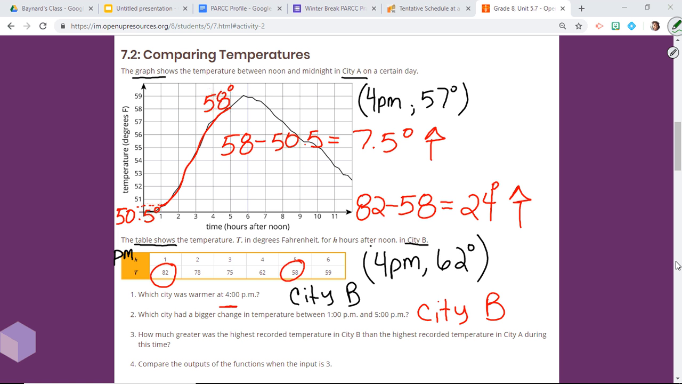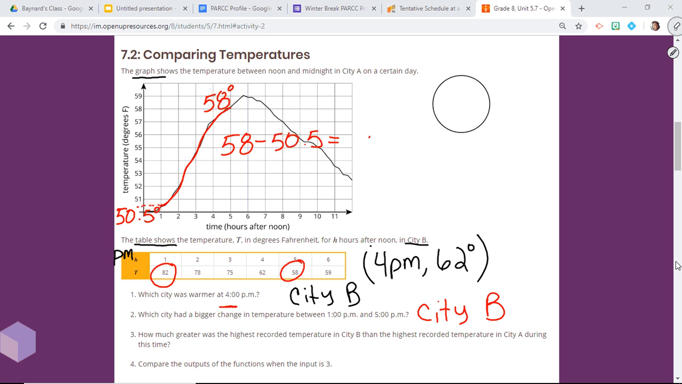How much greater was the highest recorded temperature in City B than the highest recorded temperature in City A during this time? So basically we need to find the highest recorded temperature in both cities and go ahead and compare them. So I'm going to get rid of the work we have so far. Let's start with a clean slate.